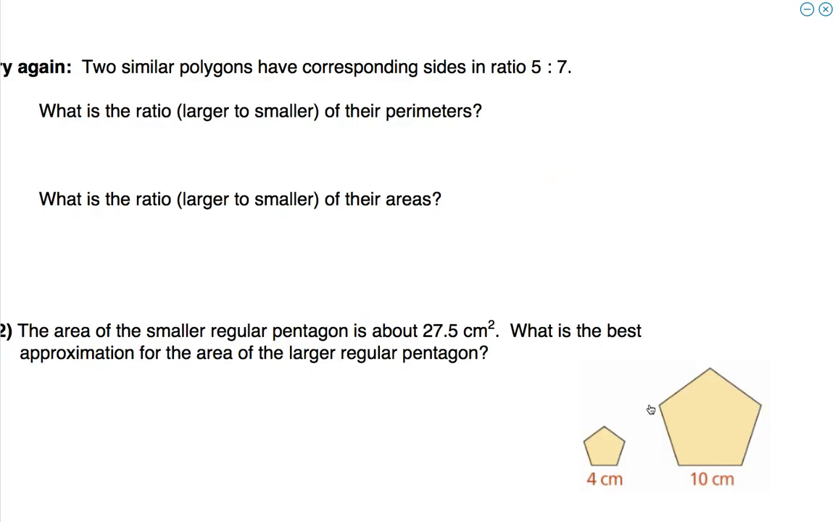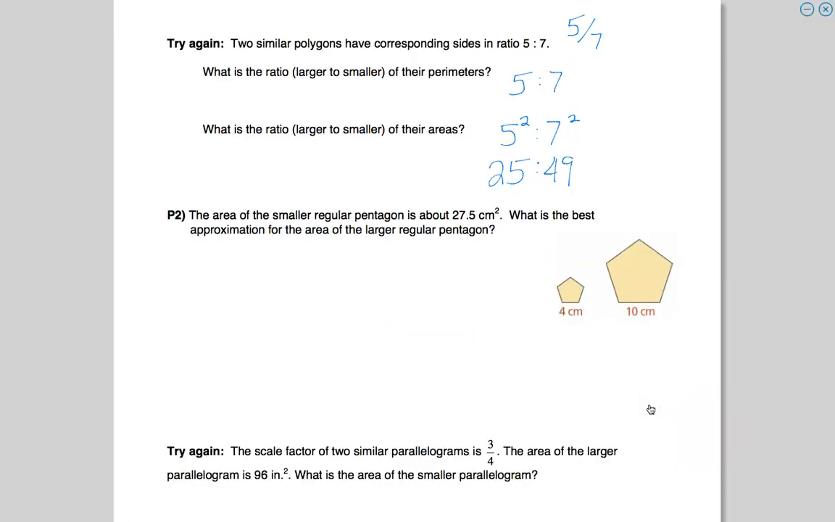All right, two similar polygons have corresponding side ratios of 5 to 7. So their perimeters are also going to be 5 to 7. Their areas are going to be 5 squared to 7 squared. So 25 to 49. That doesn't mean that's what their areas are. That just means that if we take their two areas and make a ratio out of them, they'll simplify down to 25 compared to 49.